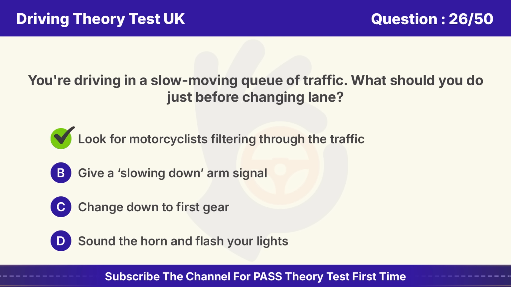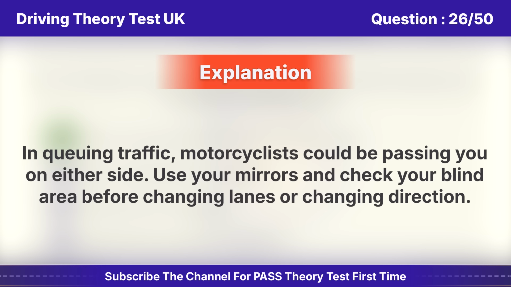Answer is A. Look for motorcyclists filtering through the traffic. In queuing traffic, motorcyclists could be passing you on either side. Use your mirrors and check your blind area before changing lanes or changing direction.